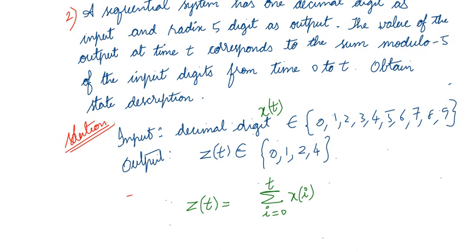The value of output at time t corresponds to the sum modulo 5 of the input digits. What is the input? x of t. What time range are they taking? 0 to t. So I keep on adding the inputs from 0 to t. If I need the output at time t, I need to add all the previous inputs of x, and I have to take the mod 5 operation. Mod 5 gives the remainder, which will be one among 0, 1, 2, 3 or 4. That's why we take mod 5. Okay, right.